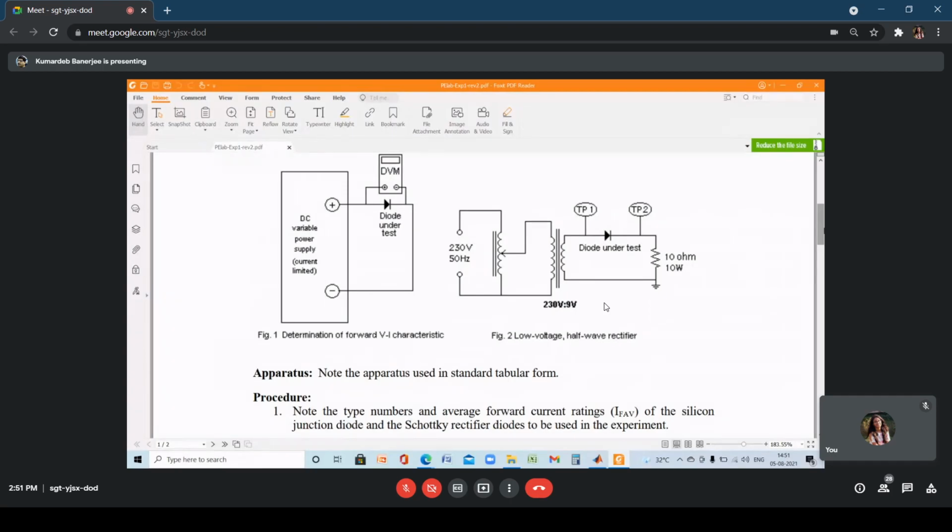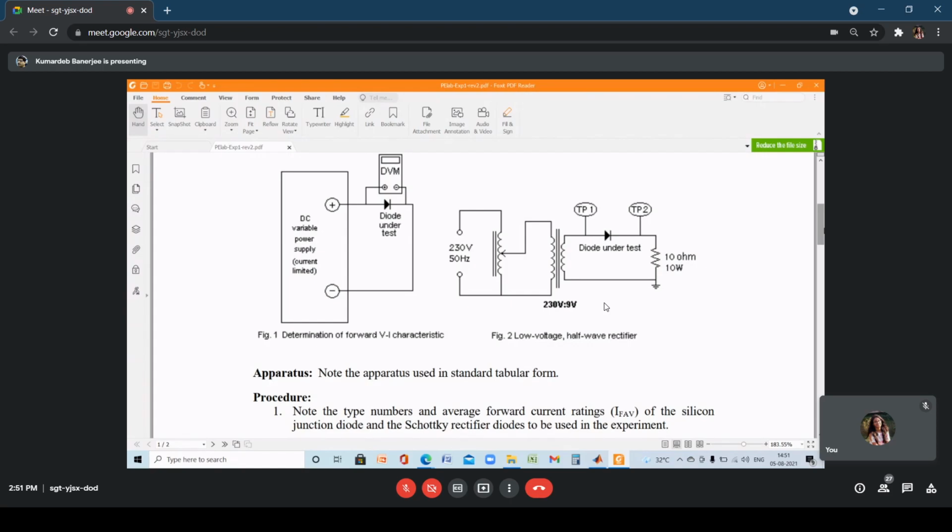For silicon, it's 0.7 volt, as you know, but for germanium, it's less. It's around 0.3 volt, right? So here, since we do not have access to a germanium diode, what we have used is a Schottky diode.